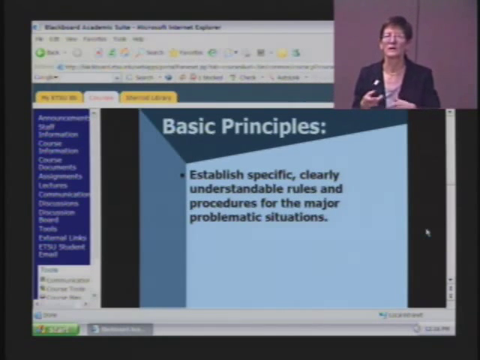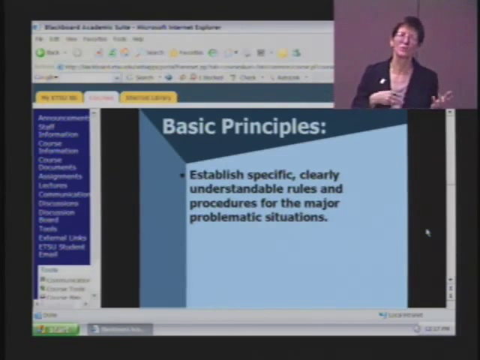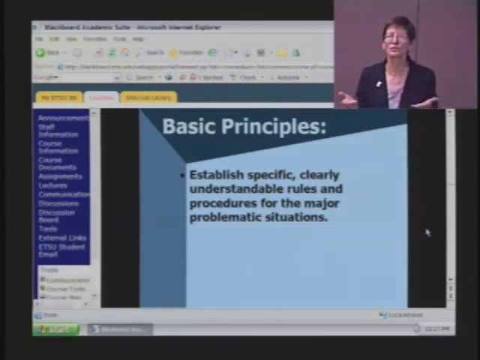In the home, it's going to be bedtime, mealtime, getting up, whether you go to school, how you behave towards your parents, how you treat your siblings. You establish rules and procedures for the problematic situations, the major ones.